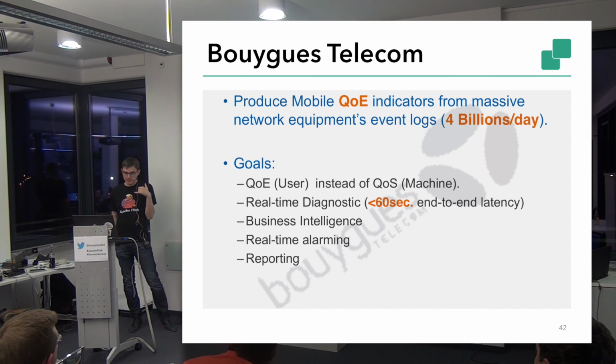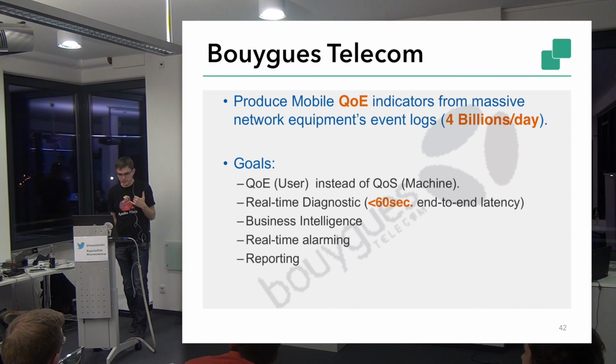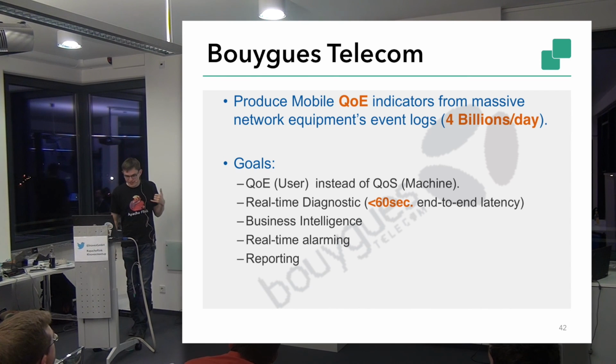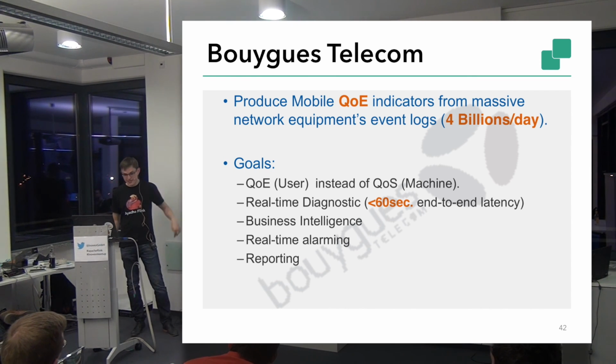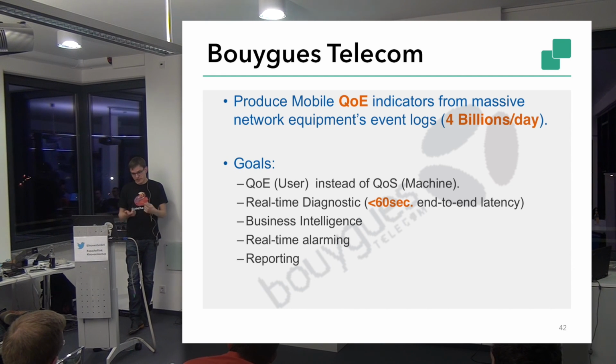So when a customer of them calls and asks, hey, why is my phone not working? Then they want to be able to look up within less than 60 seconds, what's the issue? Is it the phone? Is it the network?